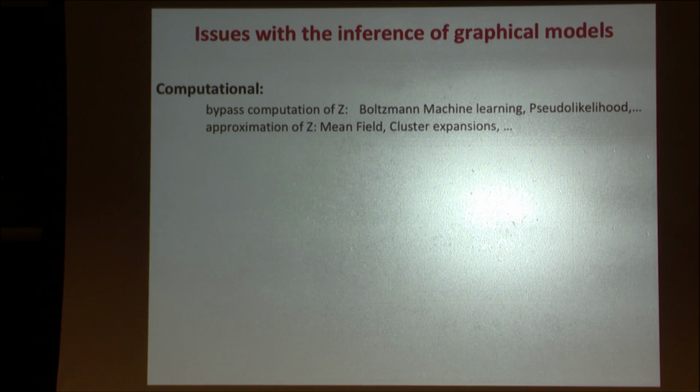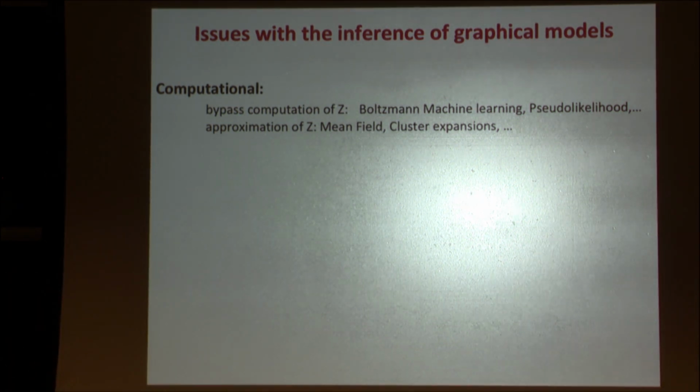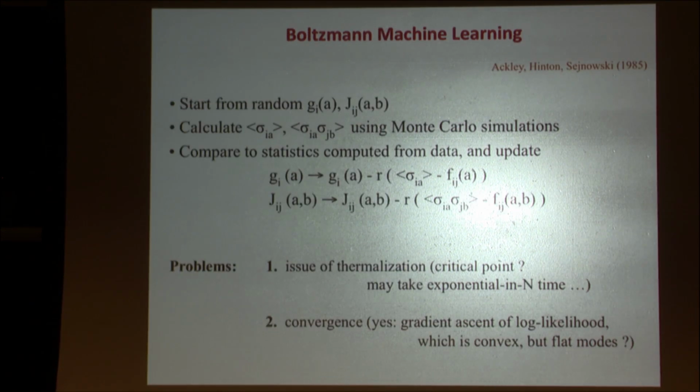So you can either try to bypass Z, the computation of Z, or you try to approximate it. And basically, there are two classes of approximation techniques. I won't talk about the second one, which are based on mean field or cluster expansion, these kinds of things, which are interesting. Just say a few words about the first line. So the first algorithm to do that is Boltzmann machine learning. So probably you have heard about Boltzmann machine learning. So how does that work?